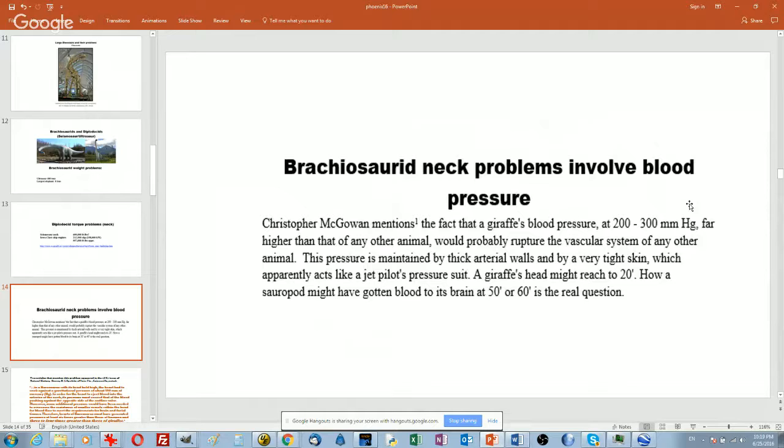A giraffe's blood pressure would blow our vascular system or the vascular system of any other land animal apart. The giraffe manages to contain this, because of the height to which he's got to get blood just holding his neck upwards, with his very thick arterial walls and very tight skin, which is like the pressure suit for a fighter pilot. The giraffe's head might reach 20 feet. The sauropod might have had to get blood to his brain at 50 or 60 feet.